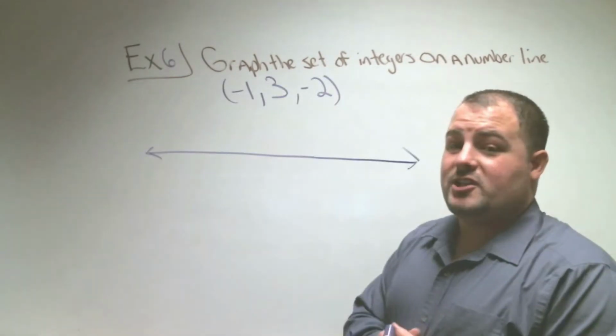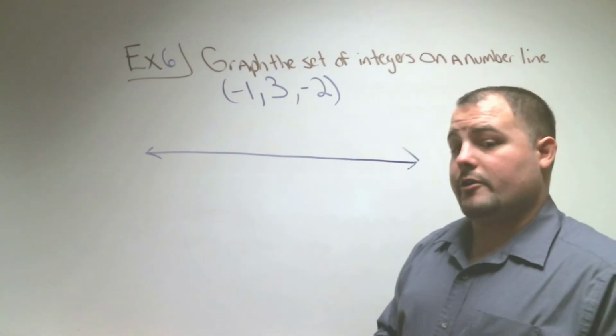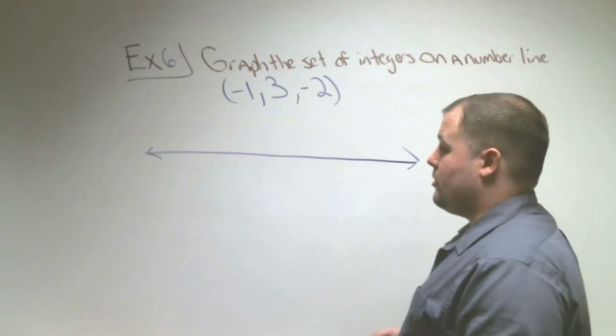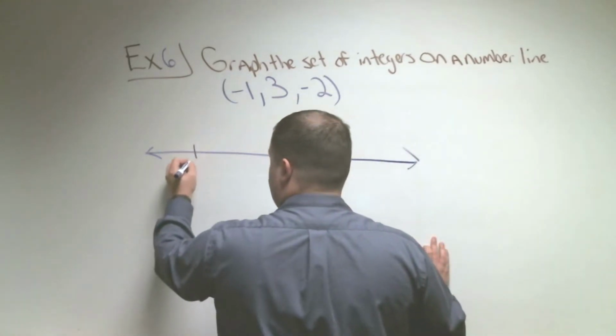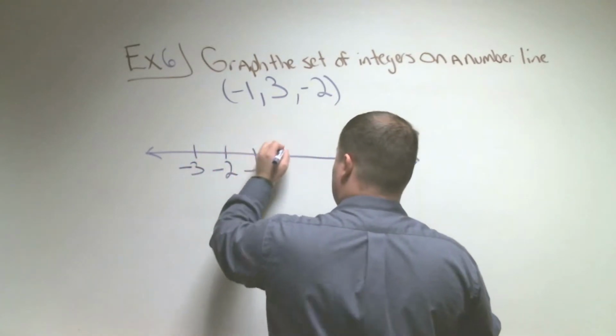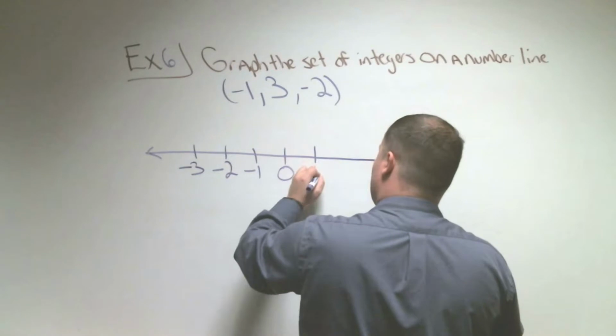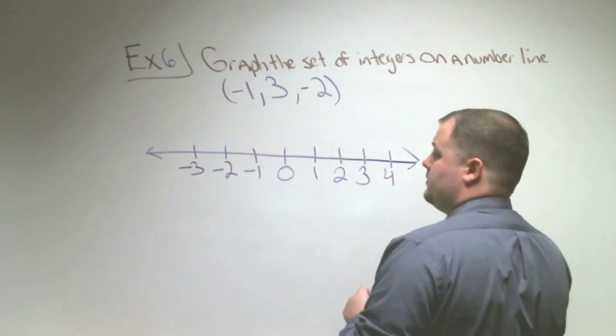So for example 6, we're going to do one more where we're graphing on a number line. These are integers that we're going to graph on the number line. So we're going to go ahead and plot these points. -2 is my biggest negative number. So I'm going to go ahead and start with -3, -2, -1, 0, 1, 2, 3, 4.